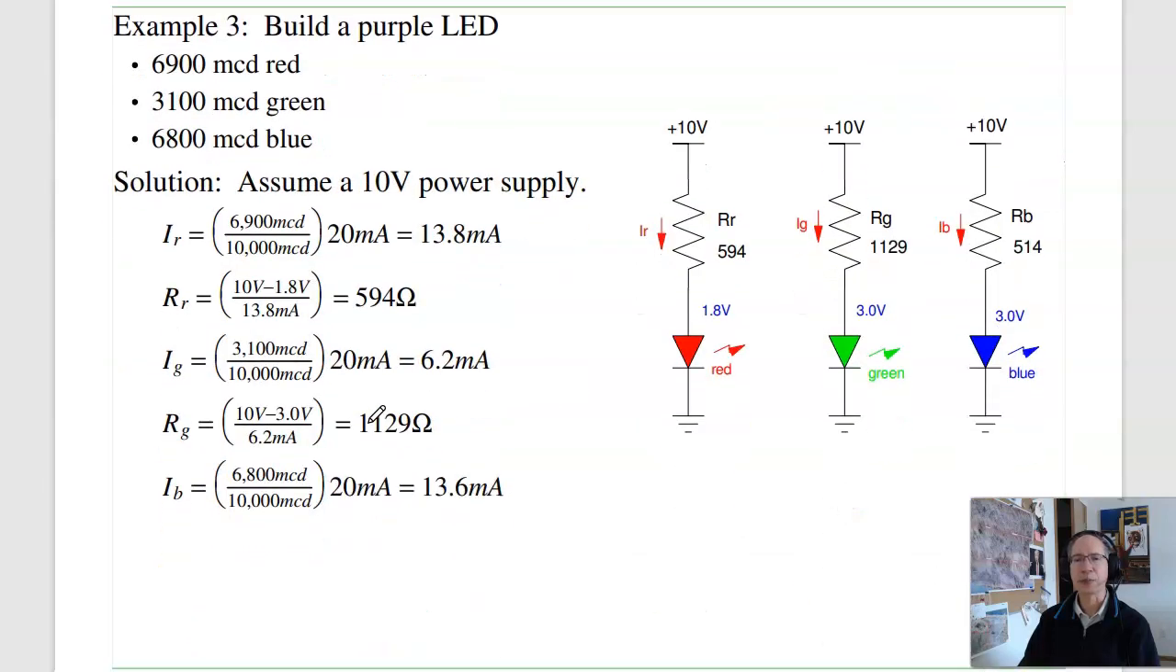Third example. Let's take one of those Piranha LEDs, the RGB LEDs that are used in scoreboards. Come up with a circuit to make it produce purple light. So like if you're a Vikings fan.